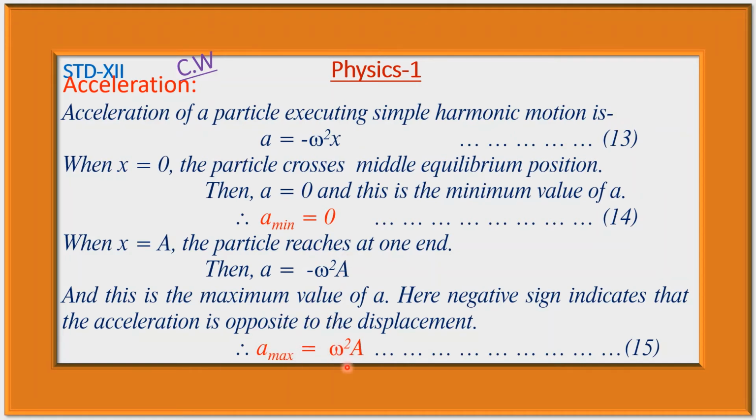So its maximum value is only omega square a. This is the maximum value. So at maximum displacement, acceleration is maximum, but at maximum displacement, velocity is 0. So when acceleration is minimum, velocity is maximum, and when acceleration is maximum, velocity is minimum.